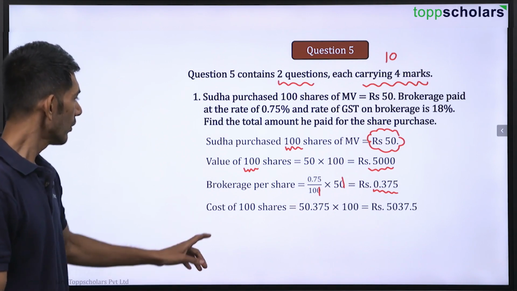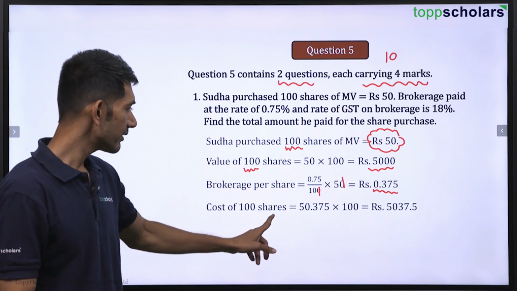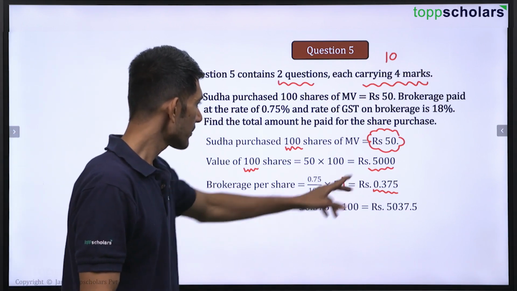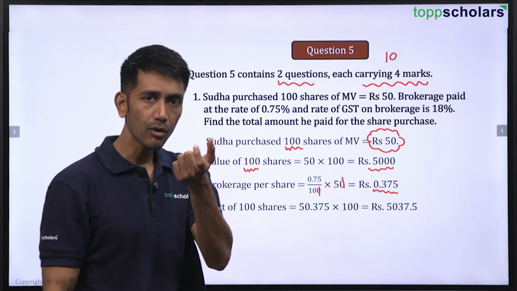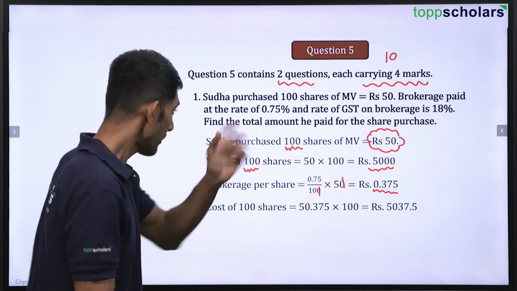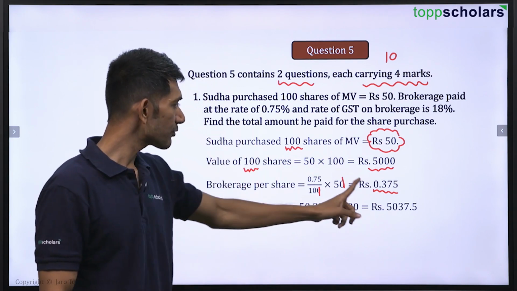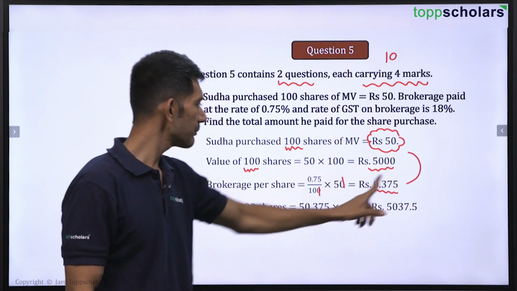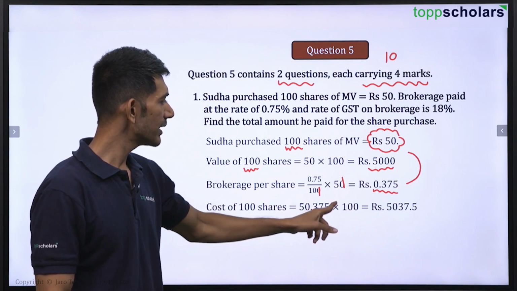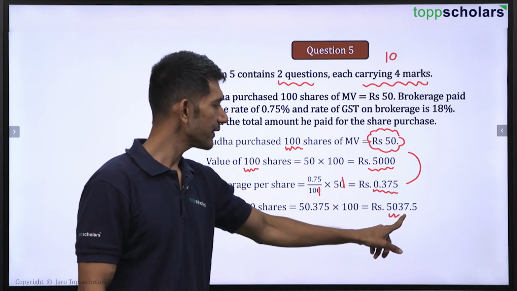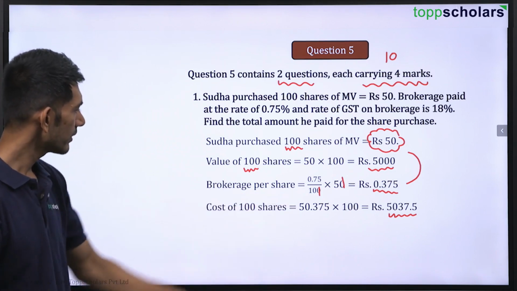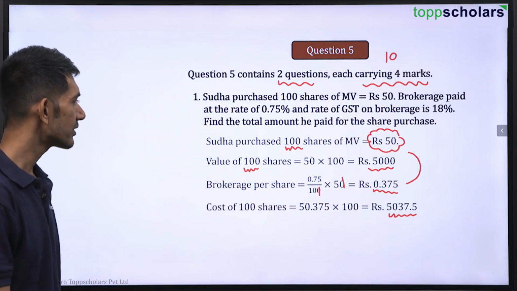Now, what will be the cost of 100 shares? The cost of 100 shares is going to be 50 rupees, the market value of the share. The brokerage paid per share is 0.375. So the total will become 50.375 multiplied by 100. That is 5,037.5 rupees. Correct? So this is the cost of the 100 shares.